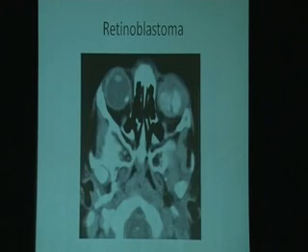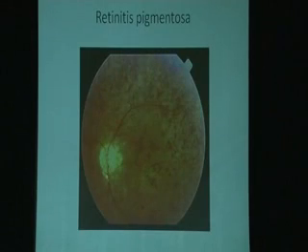This is showing you, you remember the pathology? Two points I had taught you, calcification and necrosis. So this is the intraocular calcification. Typical feature of retinitis pigmentosa.